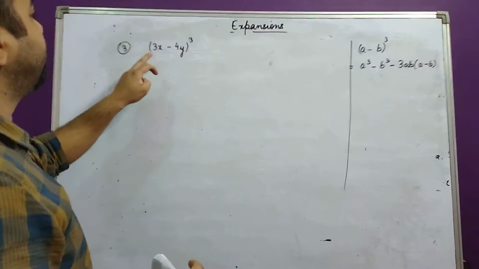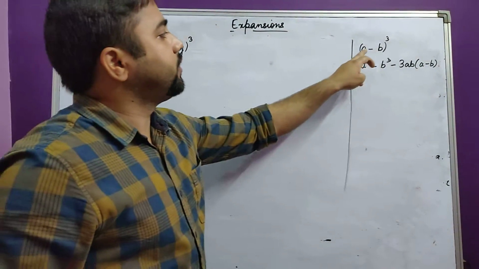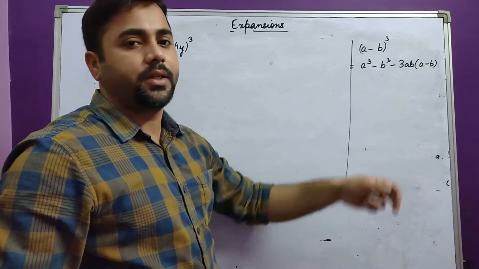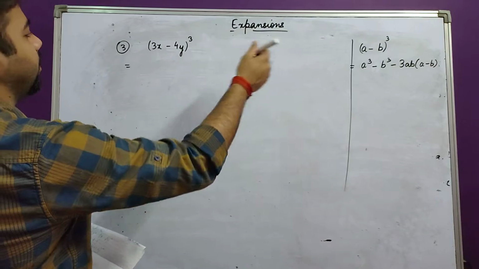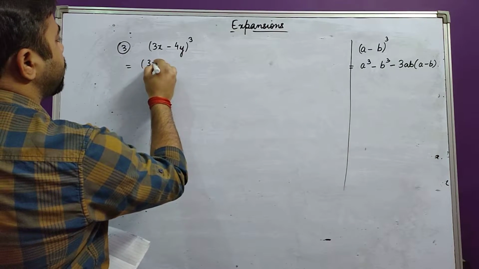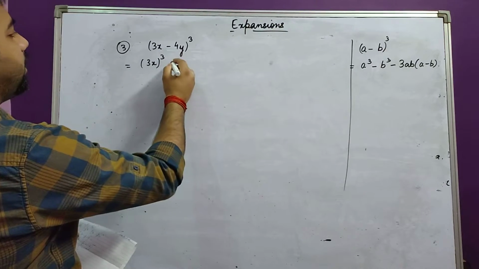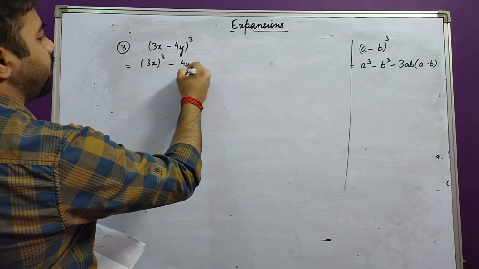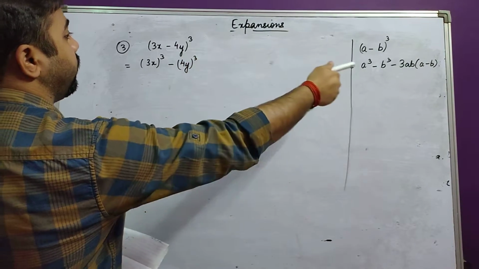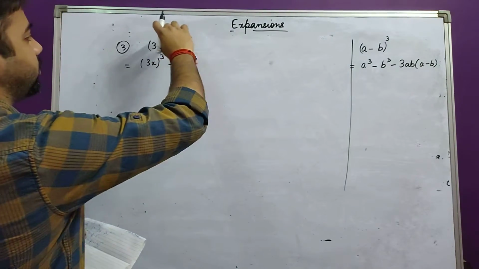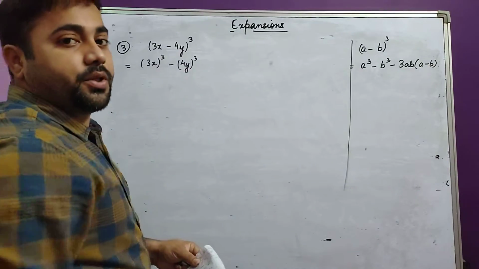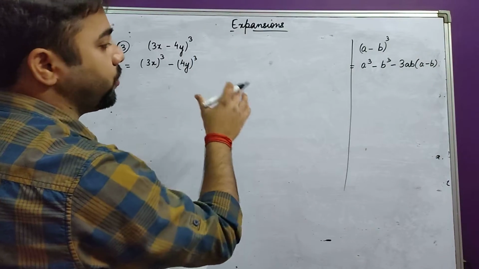Okay, let us see. First term, second term, first term, second term, whole cube. As it is, we are going to do it. First term cube, that is (3x) whole cube, minus (4y) whole cube. According to the formula we have to move. We just substitute the values of a and b, the first term and the second term. Then only we will be able to expand it.